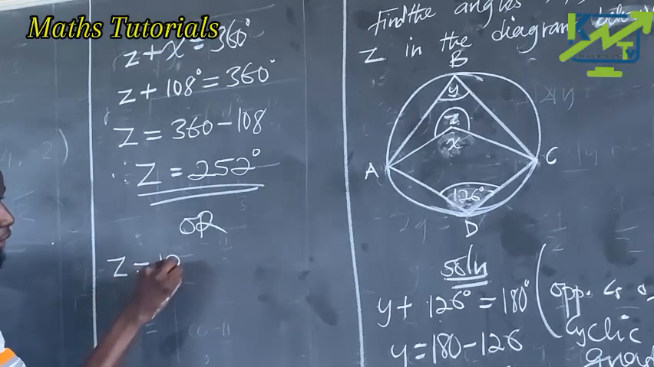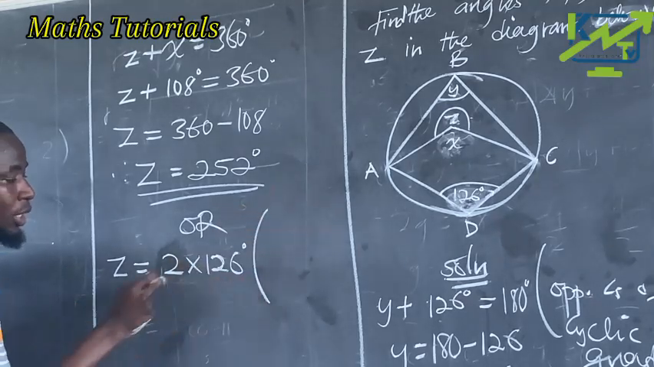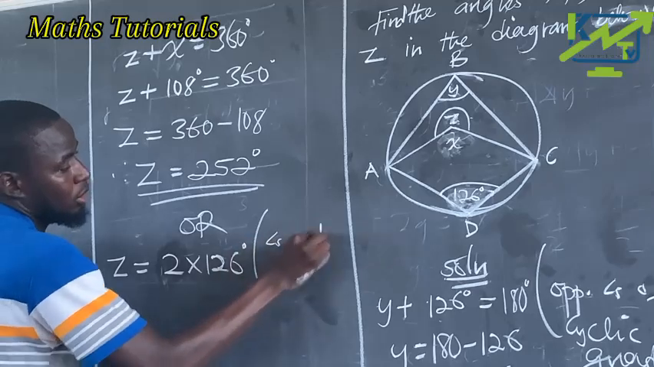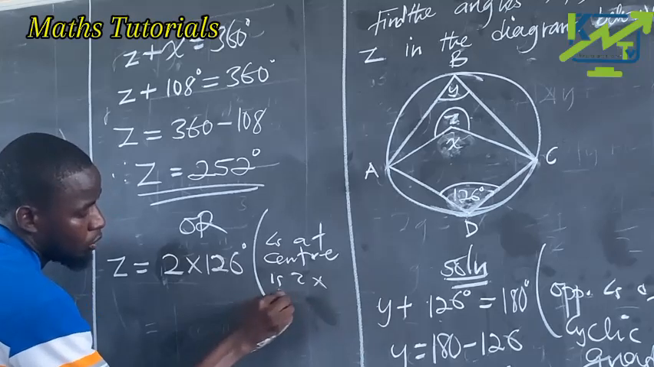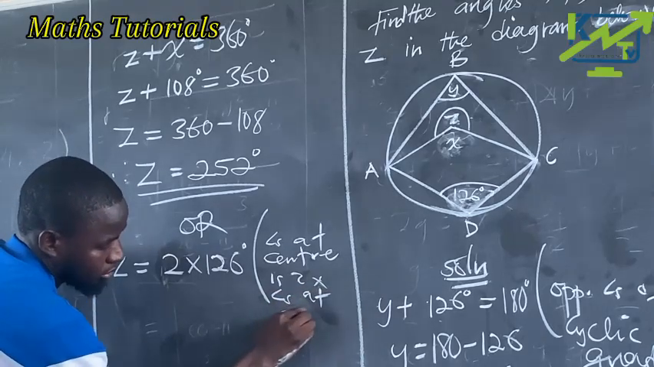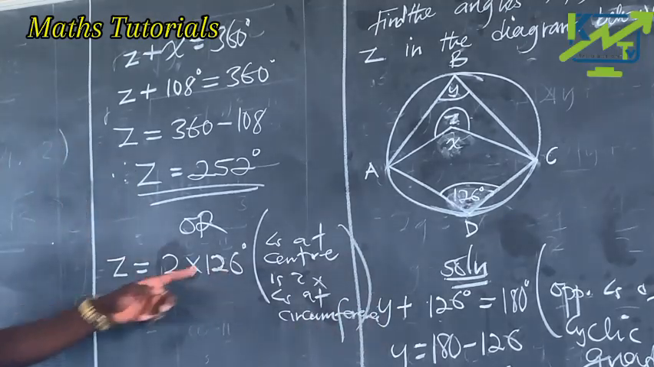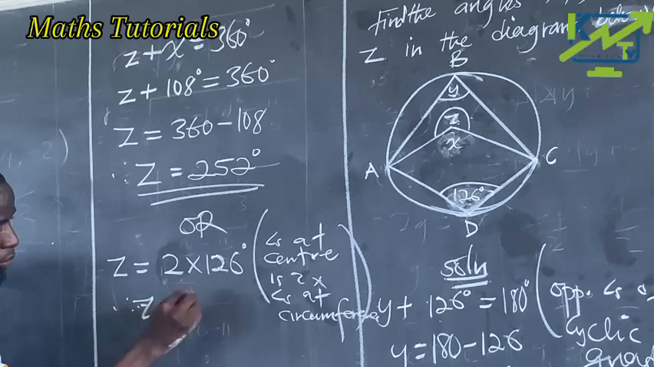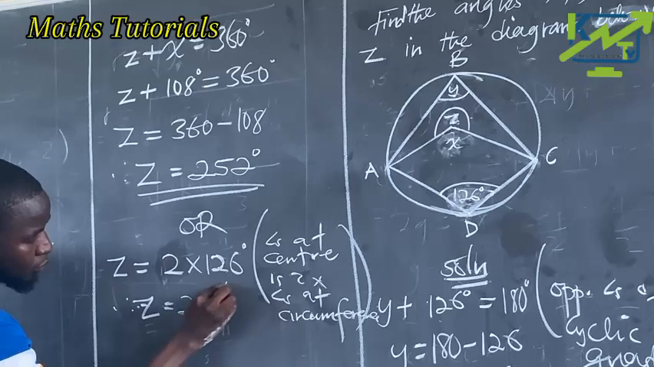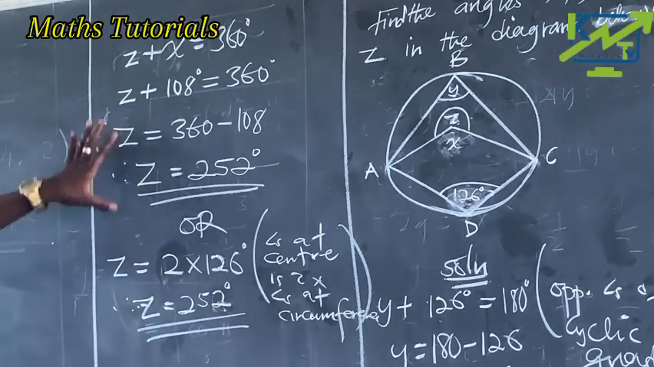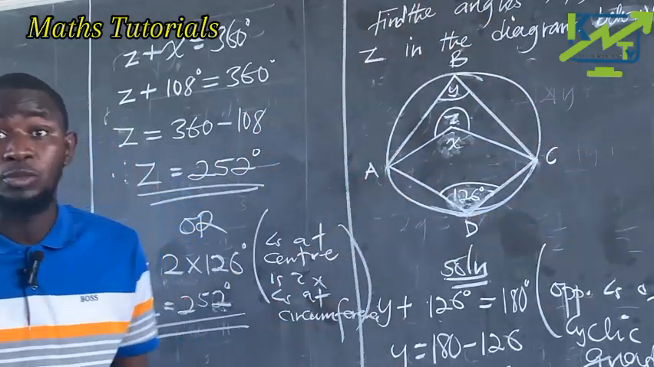So you can say that your z is going to be equal to 2 times 126 degrees. That is, angle at the center is 2 times angle at the circumference. So if you multiply this, therefore our z is going to be equal to 252 degrees. So this is our z. Someone can use this one, someone can use the other one, you all get the same thing.